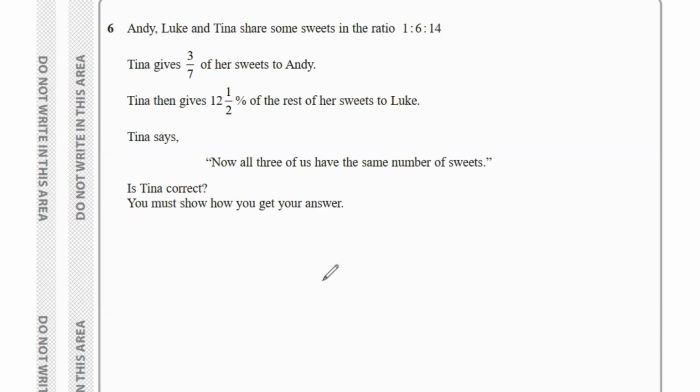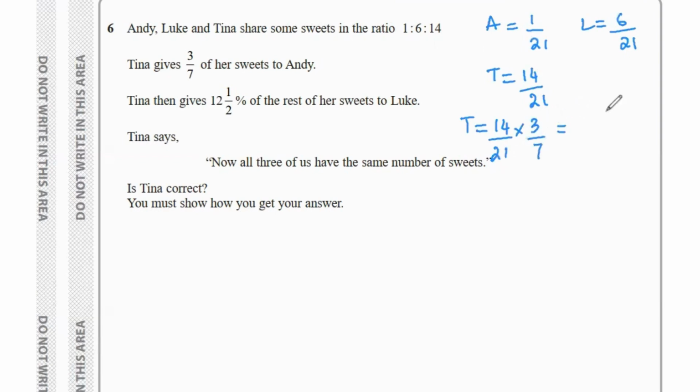To show if Tina is correct, first we're going to create fractions from this ratio for all three. We know Andy is 1/21. We know Luke is 6/21. And Tina is 14/21. Now Tina is giving 3/7 of her sweets to Andy. So we multiply 14/21 times 3/7, which gives us 6/21, which simplifies to 2/7.